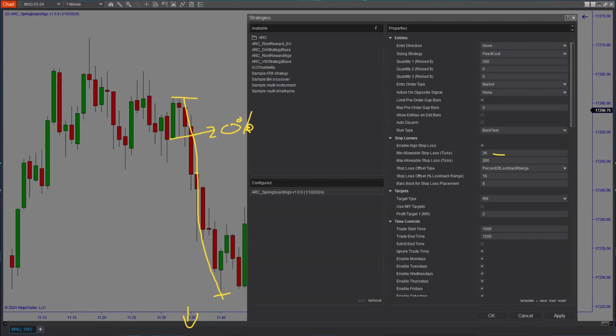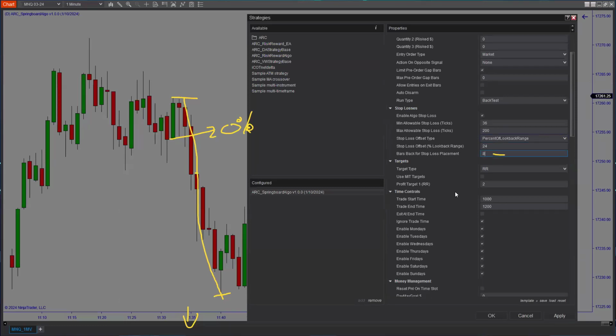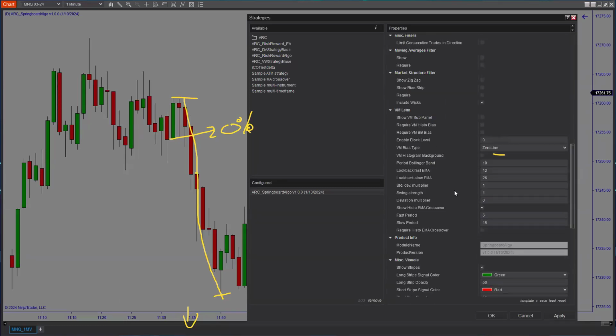So let's look at the exact numbers. 23.6. I can't remember exactly. 23.8? Yeah, 23.6, I was right. Okay, all right, so we'll just round it to 24 because I'm sure it doesn't do decimals. So stop loss offset, let's do 24. That's cool. I love it.